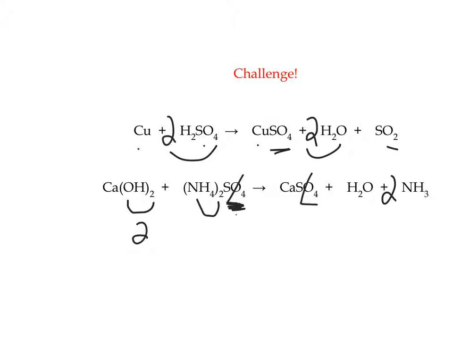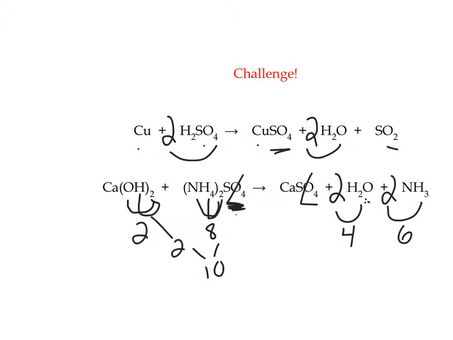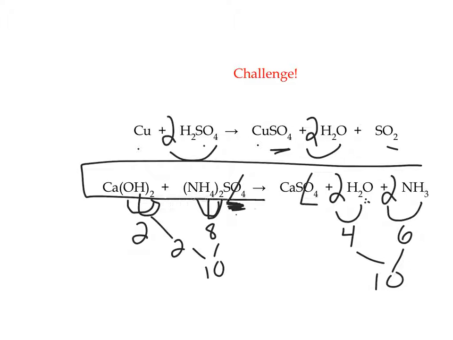So I have 2 oxygens on the left. I only have 1 on the right. So I need to put a 2 there. Now let's do the hydrogens. So I have 8 hydrogens plus 2 more here. So that's a total of 10 hydrogens. On this side, I have 4 right there, and I have 6 right there. That's a total of 10. So I'm balanced right there. So that's my answer with that one.